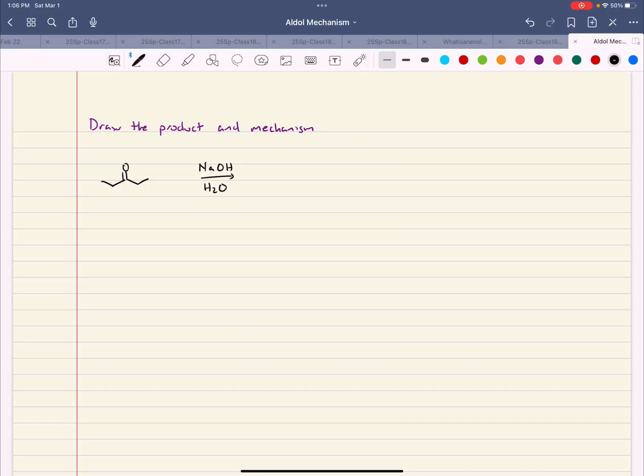Now, this is important depending on what textbook and what professor you have. Some professors want you to go all the way to the conjugated system. Others want you to stop at the aldol, which is the beta hydroxy carbonyl. I want my students to assume that you'll go all the way to the conjugated system, which is fairly stable, and that would be my final product.